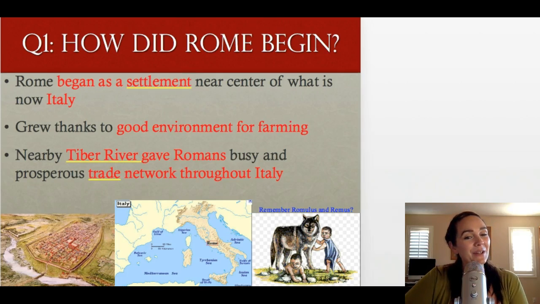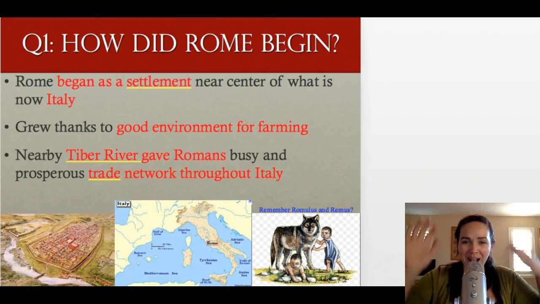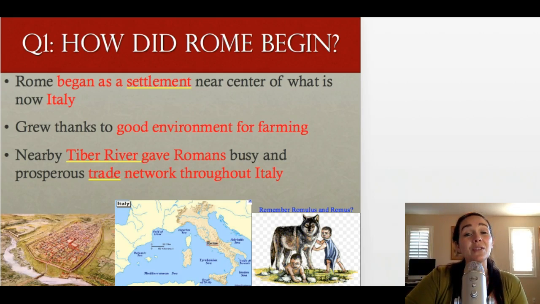But what you want to know for your notes is that Rome starts as a settlement. So you want to notice that anytime you write anything down today that's in red on this particular PowerPoint, that means it is super duper important. One of your highlighters that you're going to use today is going to be your super duper highlighter color. So pick which color you want for that. If you happen to write something down and it's red, make sure that you highlight it with that super duper highlighter color because that information will most likely show up on a test or a quiz.